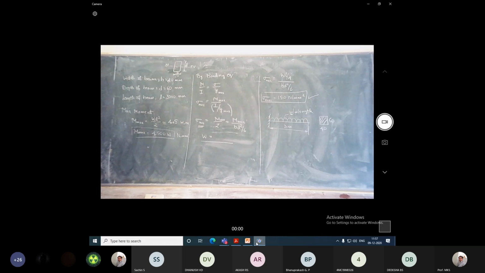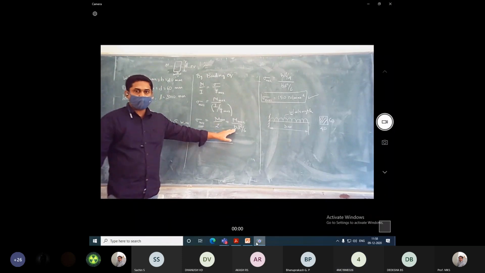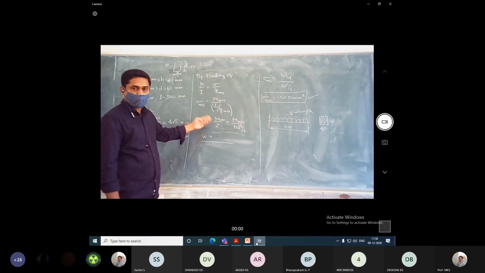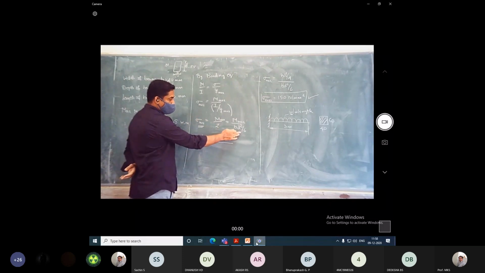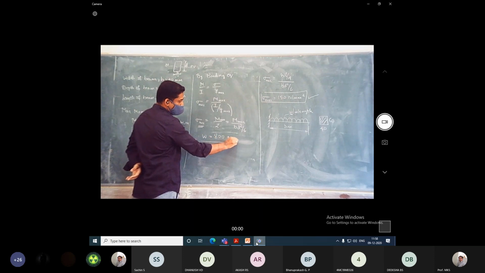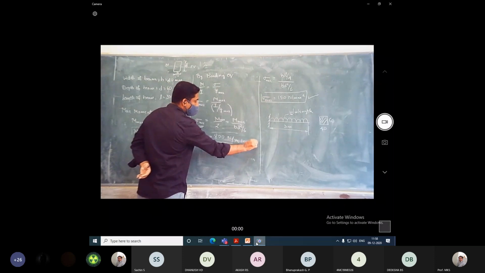How much load per meter length is acting? 800. Direct substitute, or if you want, you can find out Z separately, the section modulus, and substitute here. Or directly you can write the equation. It is 800 Newton per meter length.